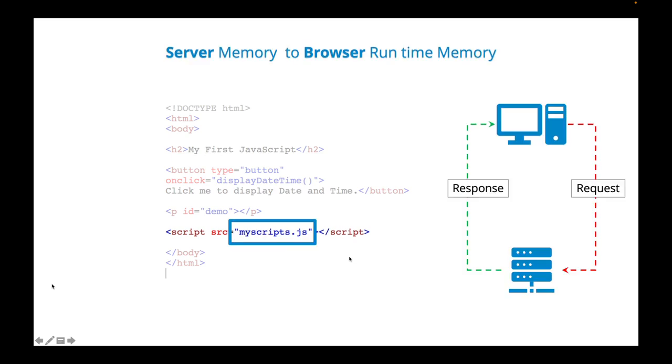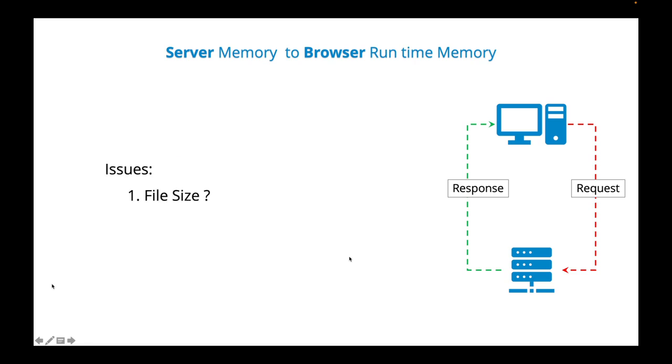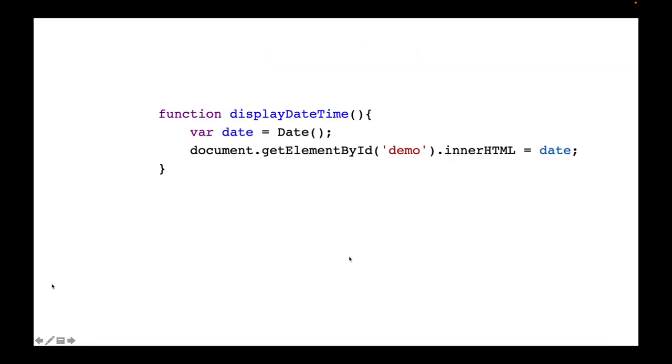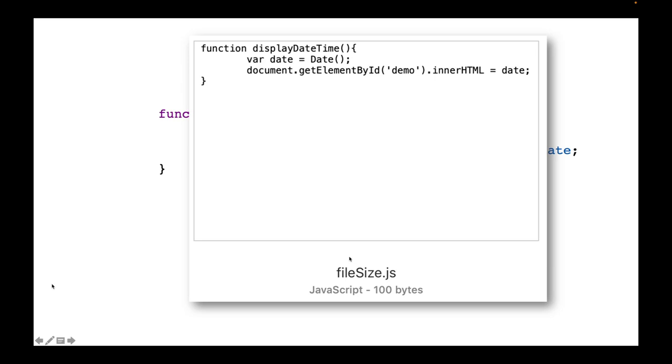And that's where the next question comes. Now we have two requests to be made. One request is to load the HTML, and the second request is to load the JavaScript file. And this makes file size more critical now. To explain the file size here, this is a small JavaScript file, and if you look at this file, the file size is like 100 bytes.